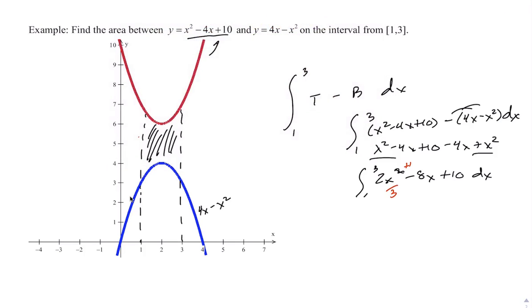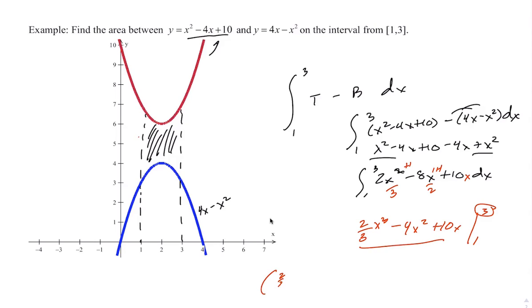Plus 1 divided by the new power, plus 1 divided by the new power, plus 1. So I get 2x squared cubed minus 4x squared plus 10x, and then with no plus c because we have limits from 1 to 3. And then top minus bottom. So remember, you plug the top one into all of it.